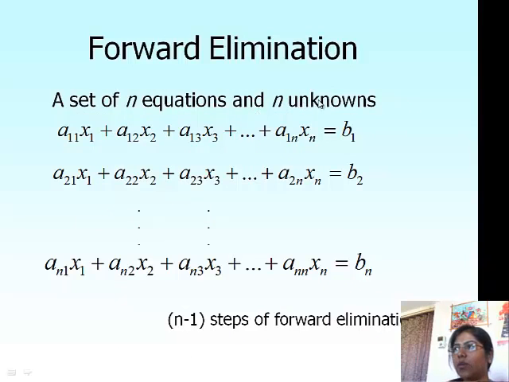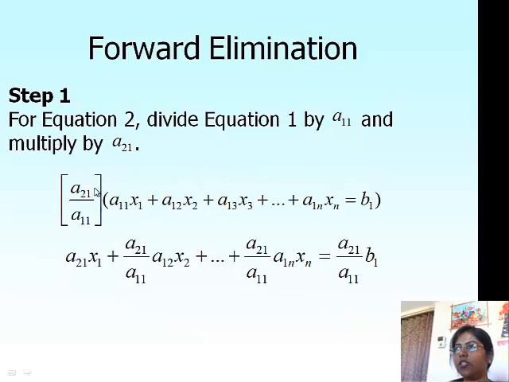So, a set of n equations and n unknowns. Here we have been given various equations, starting with a11 x1 plus a12 x2 up till a1n xn equals b1, a21 x1 plus a22 x2 up till a2n xn equals b2, and an1 x1 plus an2 x2 up till ann xn equals bn. So this requires n minus 1 steps of forward elimination. Now starting with step 1.